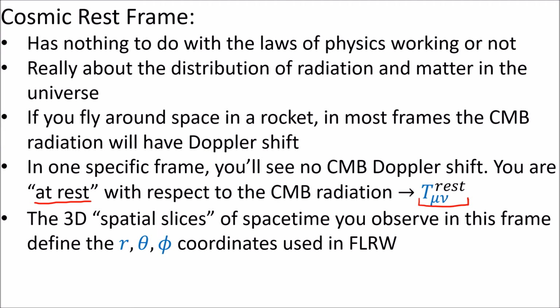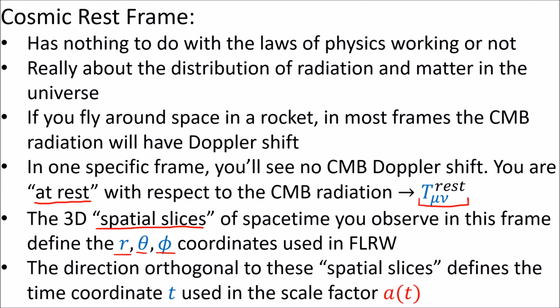When we observe the universe from the cosmic rest frame, we will get three-dimensional spatial slices of space-time. And these three-dimensional spatial slices can be defined by the r, theta, and phi space coordinates used in the FLRW co-moving coordinates. And the space-time direction that's orthogonal to these spatial slices defines the time coordinate t for the scale factor a of t. So the t in a of t is the time coordinate of the cosmic rest frame.